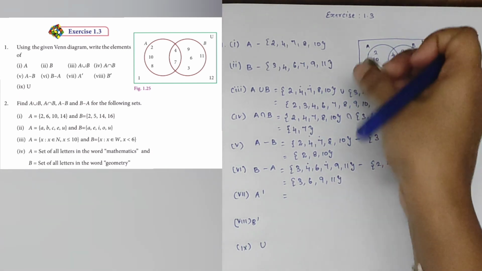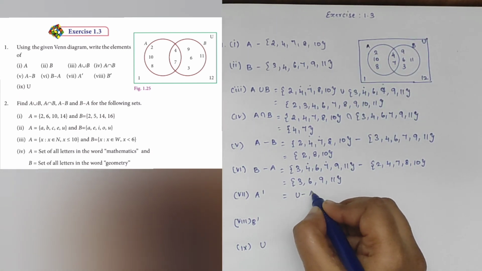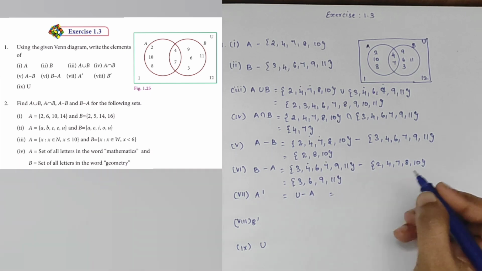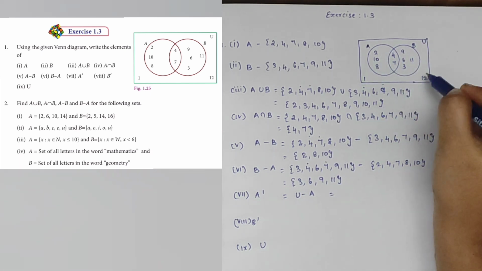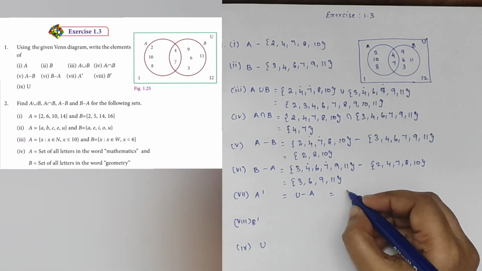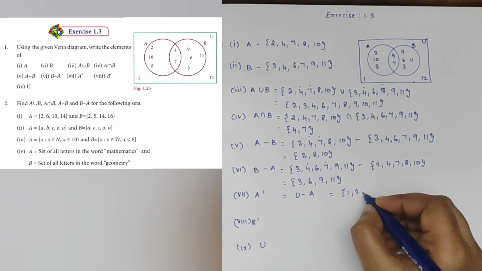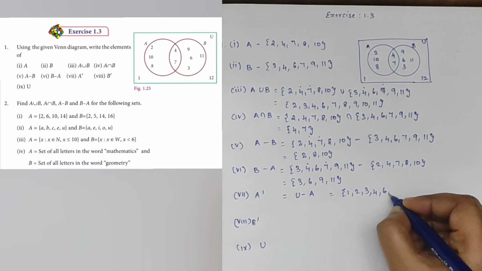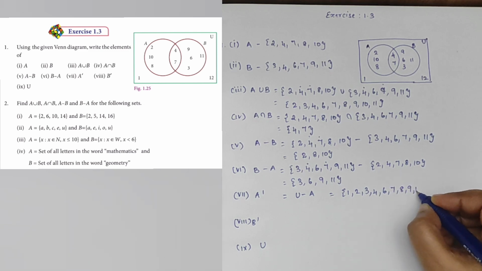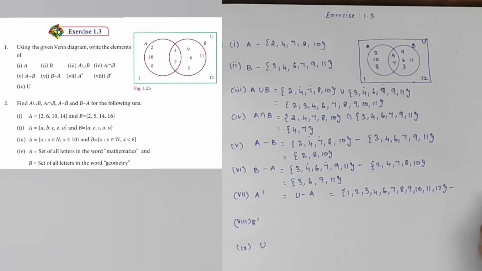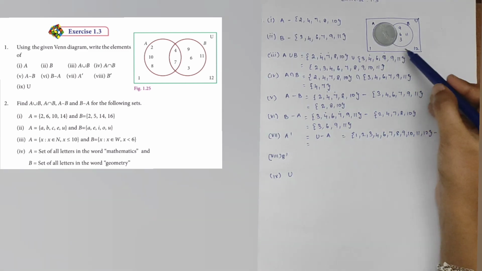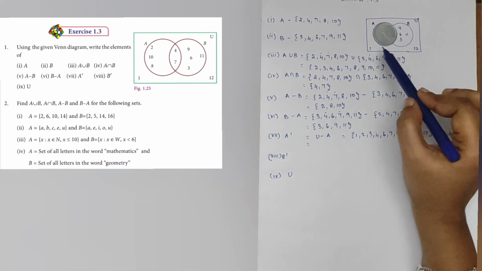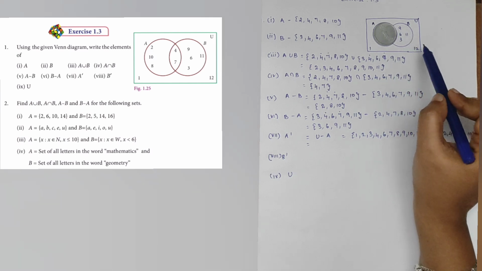Next, A complement, that is universal set minus A. Okay. So you have to list out the elements of the universal set. That is all the numbers which are given in this Venn diagram. Okay. List out the numbers. 1, 2, 3, 4, 6, 7, 8, 9, 10, 11, 12. Minus, list out the elements from A. 2, 4, 7, 8, 10. Now list out all the elements except the circle A. That is 1, 3, 6, 9, 11, 12.